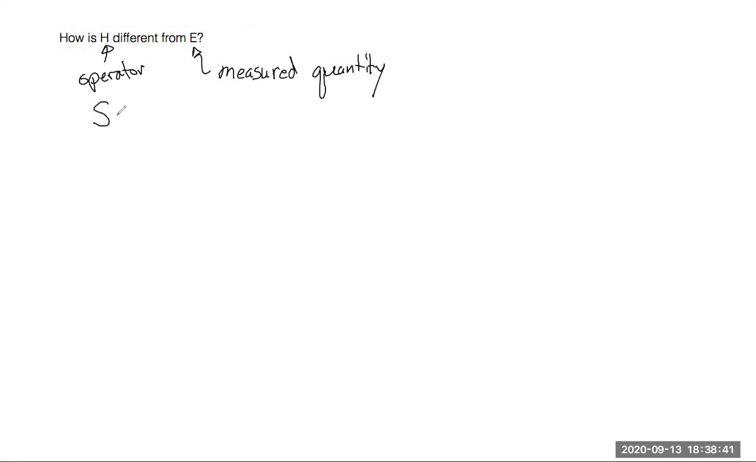So then comes an important question here, which is how is the Hamiltonian H different from the energy E? This is an important question because the Hamiltonian here is the operator and E is the measured quantity. So we've seen this distinction before. We had an operator, S Z, that measured the spin along the Z direction. Spin component.